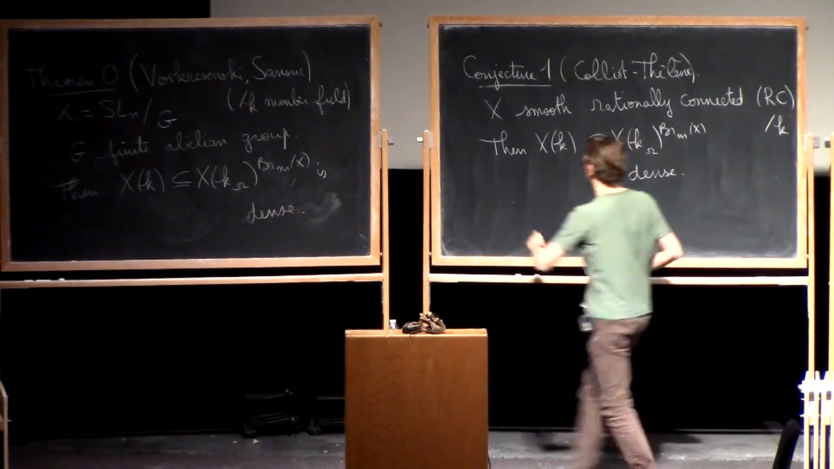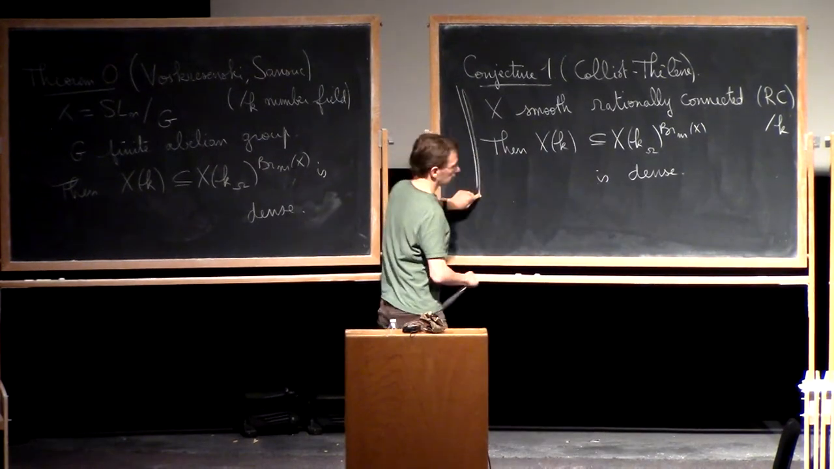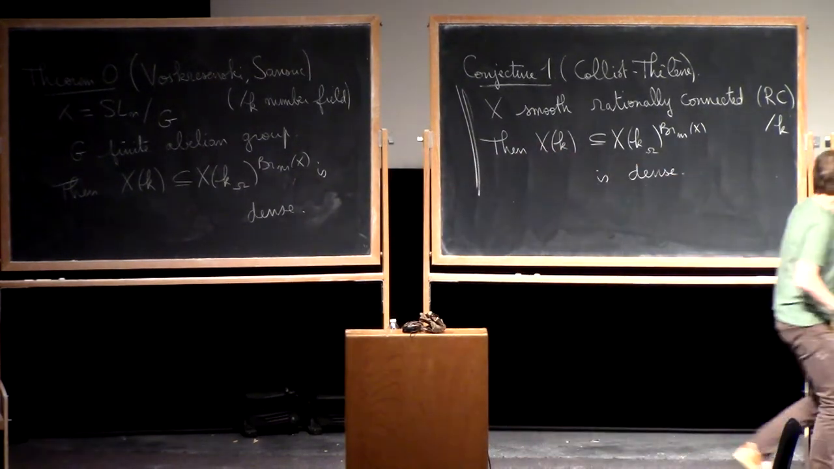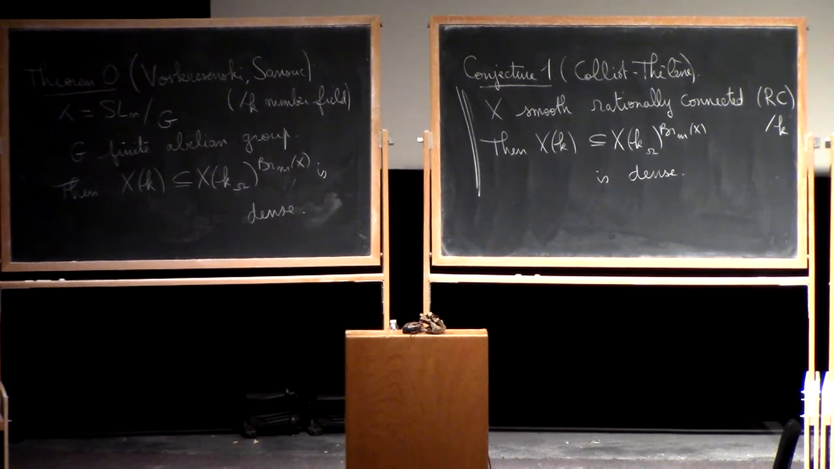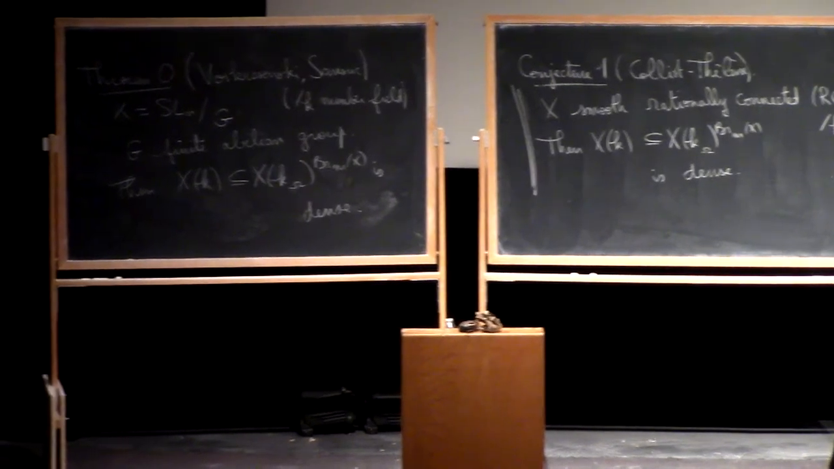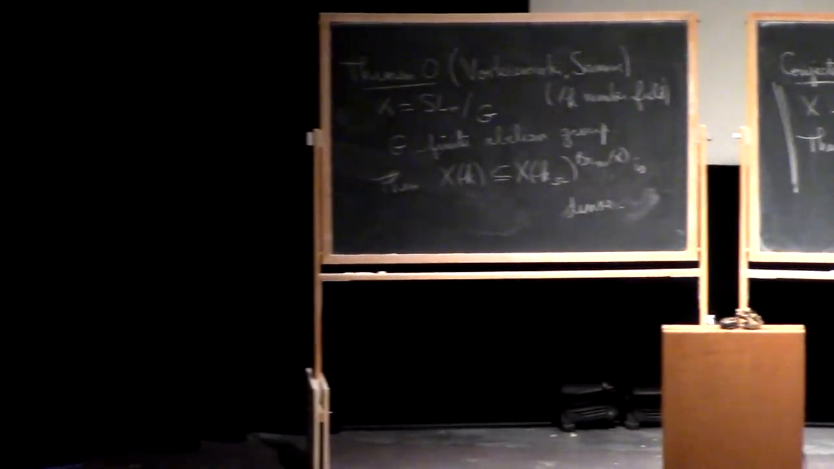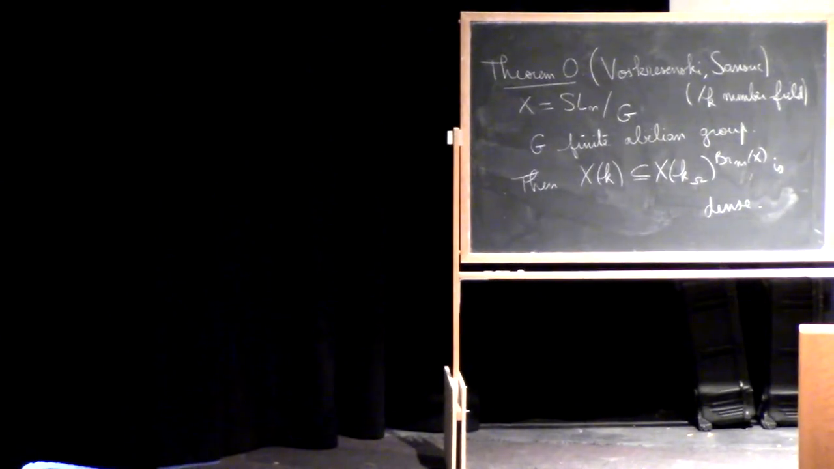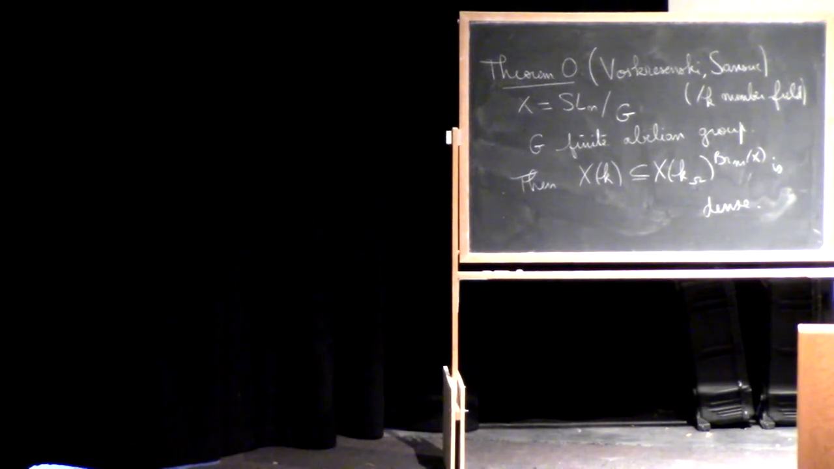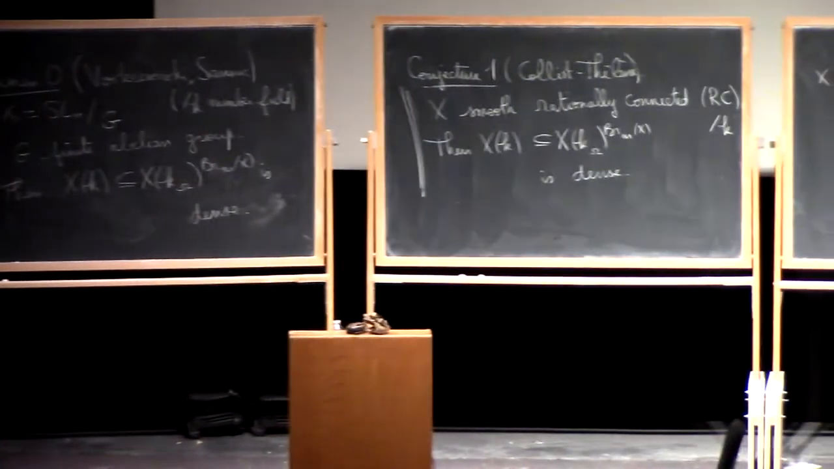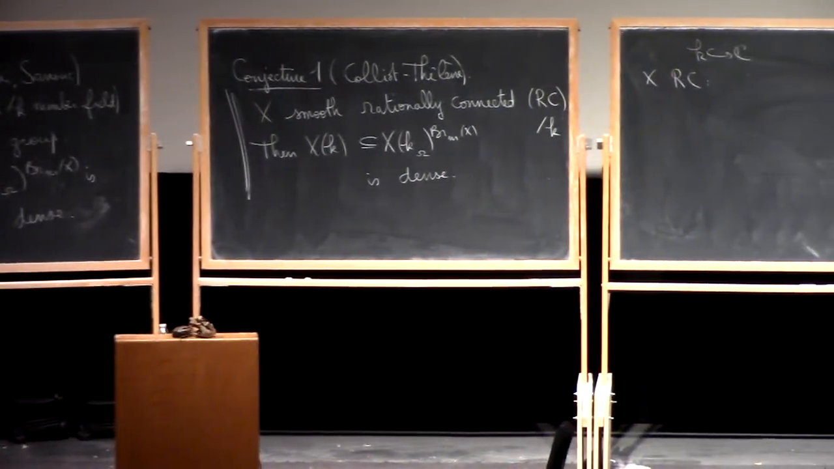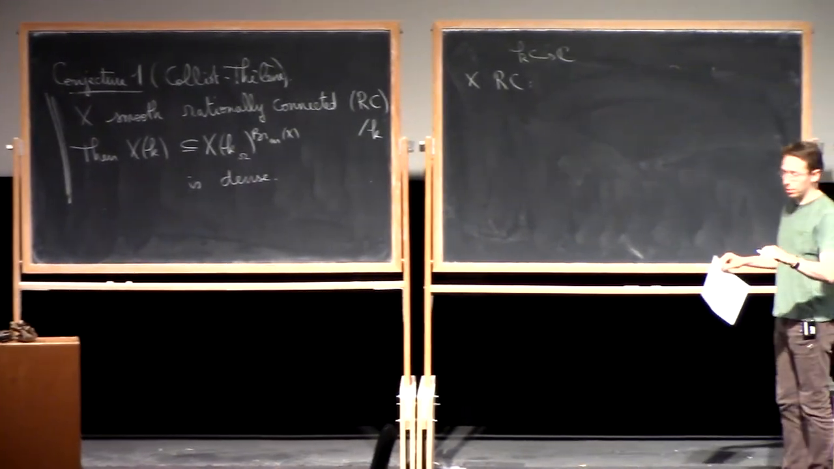So okay, what is rationally connected? It's a purely geometric notion. So you can extend the scalars to the complex numbers if you like. So X rationally connected: let's say you embed K into C. This means that if you take two general points, you can connect them by a rational curve over C.